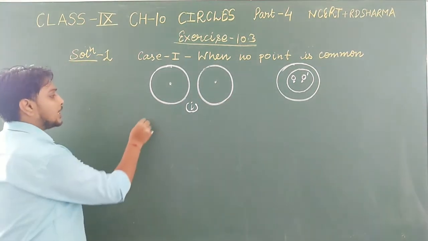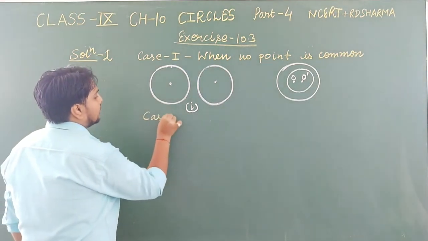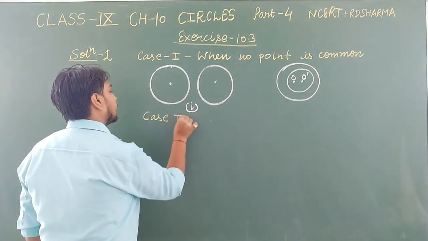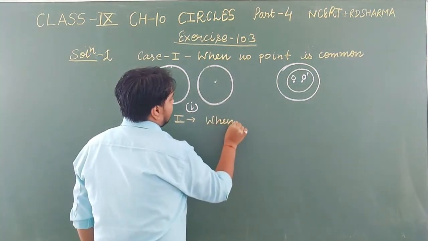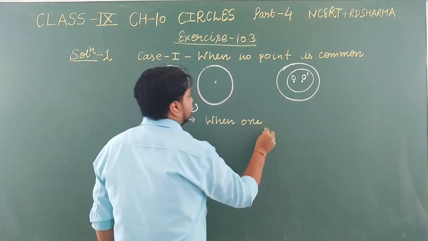What is the second case? Means the possible second case is when one point is common.